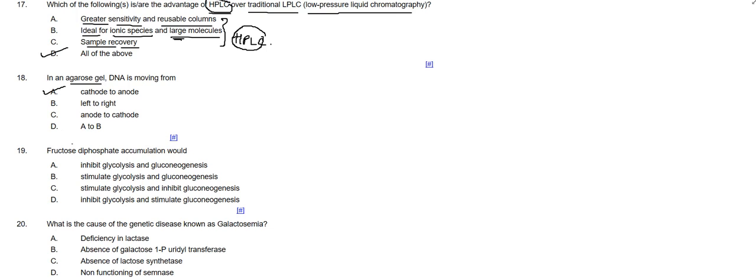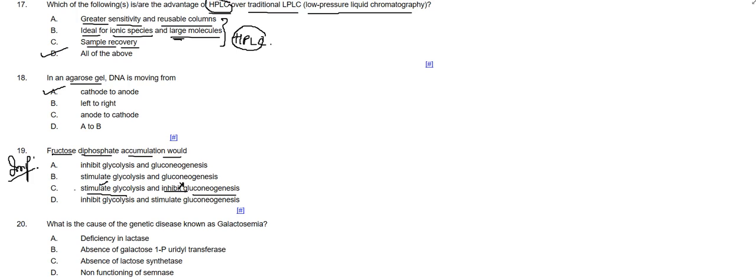Next is number 19, fructose diphosphate accumulation would... So what will happen when fructose diphosphate is accumulated in the body? It will stimulate glycolysis and it will inhibit gluconeogenesis. Now this is again a very important question, guys. It will stimulate glycolysis and it will inhibit gluconeogenesis.